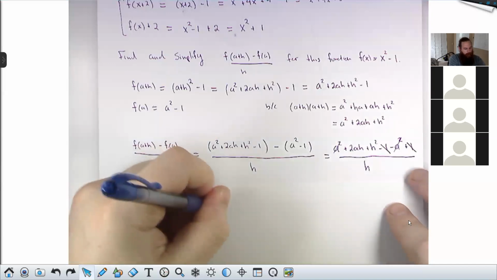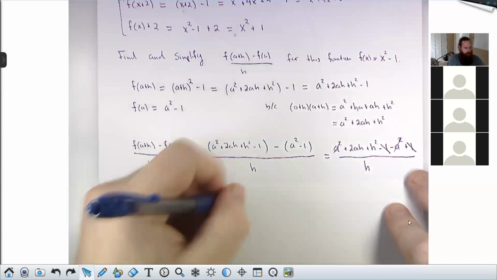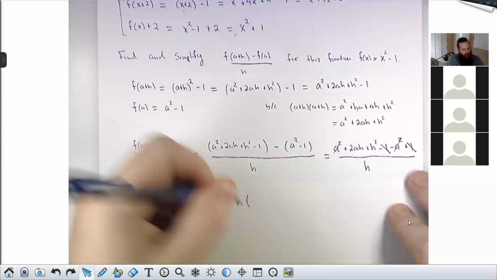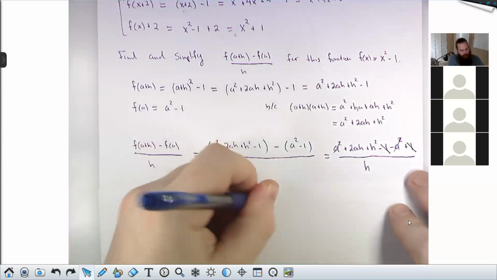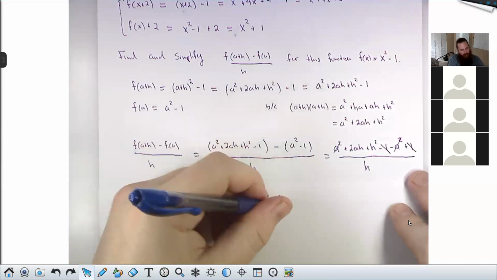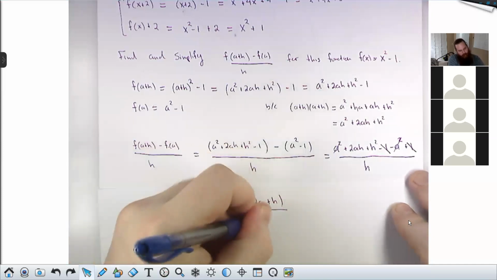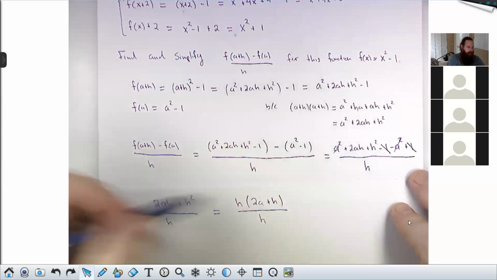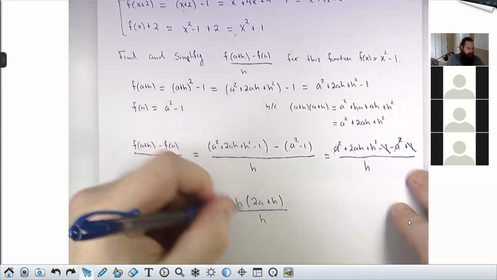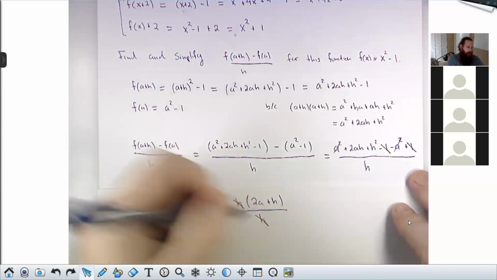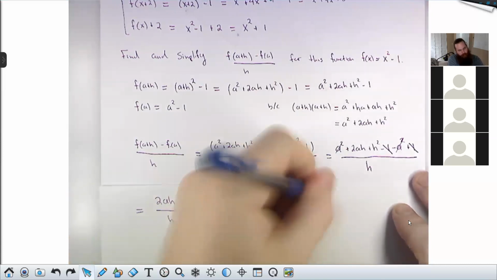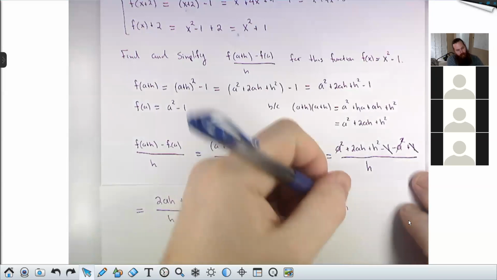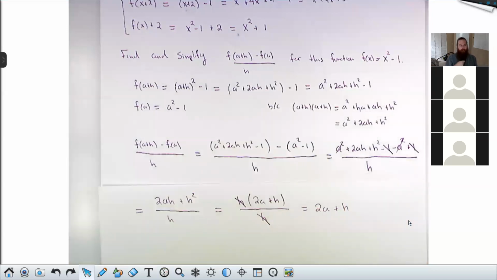I can factor an h from the numerator here, and that will give me 2a plus h left over. And now that I've factored this h, I can cancel it with the h downstairs. And I find that my difference quotient here simplifies to just good old 2a plus h.